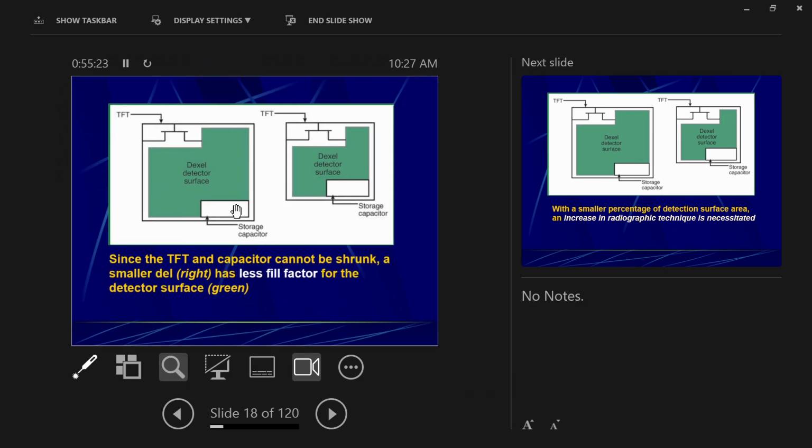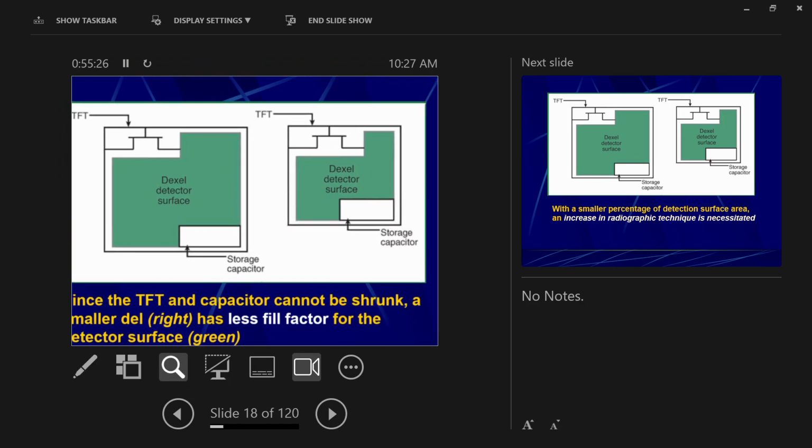These two dexels, shown side by side, are one smaller than the other, yeah? The larger one will give us worse spatial resolution than the smaller one, okay? The smaller our dexels are, the better our spatial resolution is. But this small one will use the same size capacitor and the same size thin film transistor as the large one, okay? So as you make them smaller, the capacitor and thin film transistor, the battery and switch, will take up more and more of the overall area, and we will lose detector surface, making these less and less efficient.